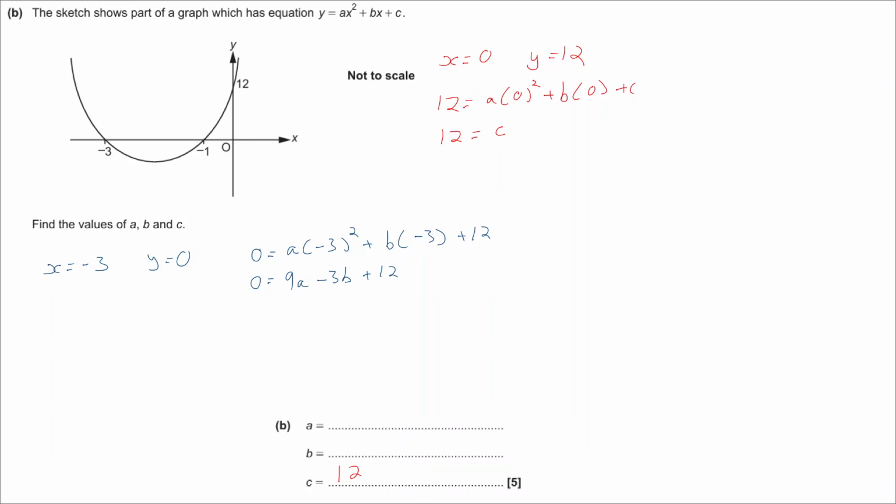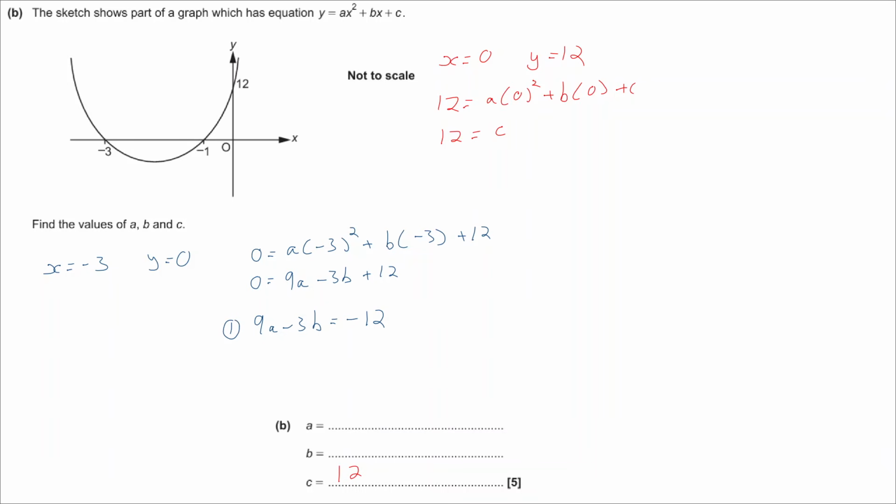Now actually I'm going to recognise here that when we do the same thing for minus 1, you're going to get a pair of simultaneous equations. I'm going to get this 12 onto the other side by taking it away. And if we do that, you're going to get 9a, take away 3b is equal to minus 12. I'm going to call this equation 1.